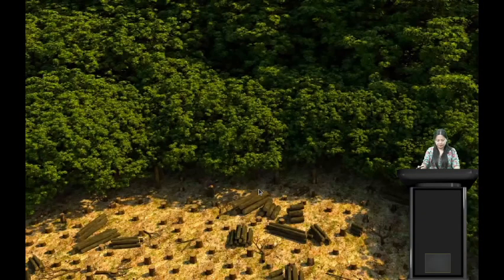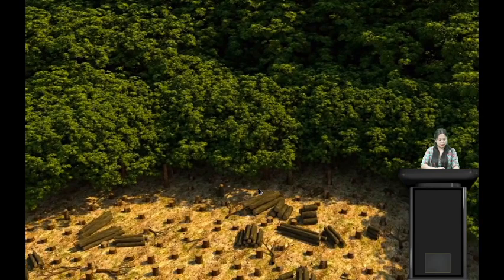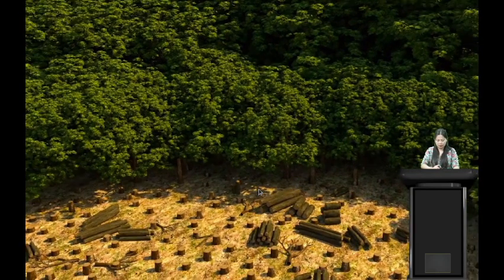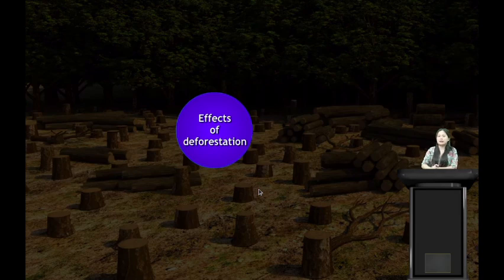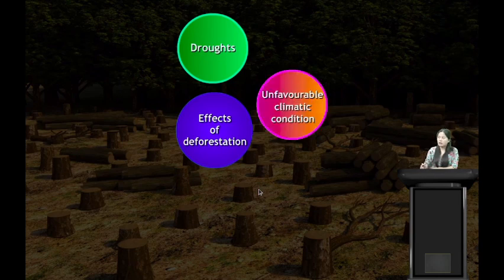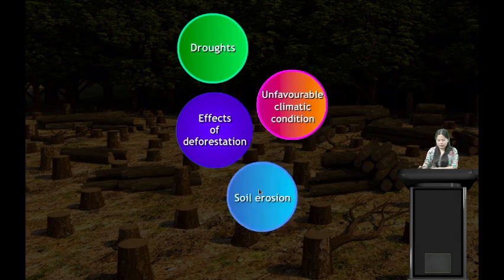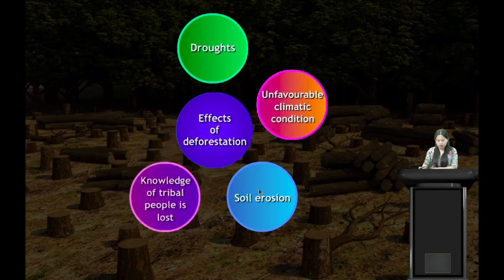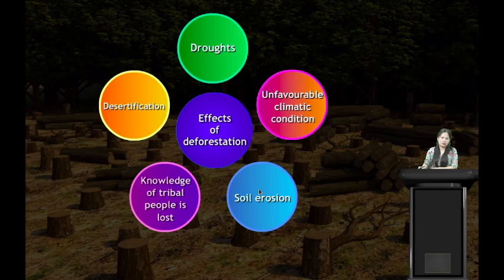So here we have part of an area where trees have been cut down. Let us see the effects or consequences of deforestation. Let us summarize. We have seen that it leads to droughts, it leads to unfavorable climatic conditions, it leads to soil erosion, it will also lead to loss of knowledge of tribal people, and it also leads to desertification. So these are the effects or consequences of deforestation.